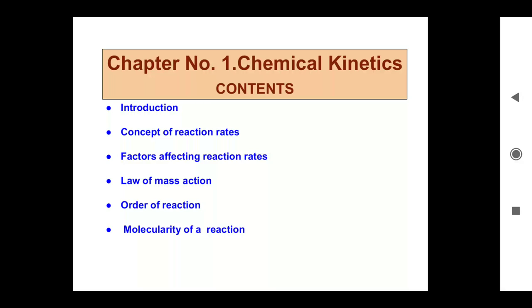Today we study chapter number 1, Chemical Kinetics. Our lecture is based on the topics: Introduction, Concept of Reaction Rates, Factors affecting reaction rates, Law of mass action, Order of a reaction, and Molecularity of a reaction. We will also see the difference between order of reaction and molecularity of a reaction.